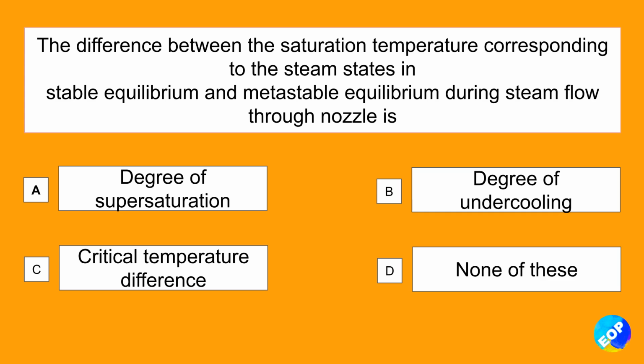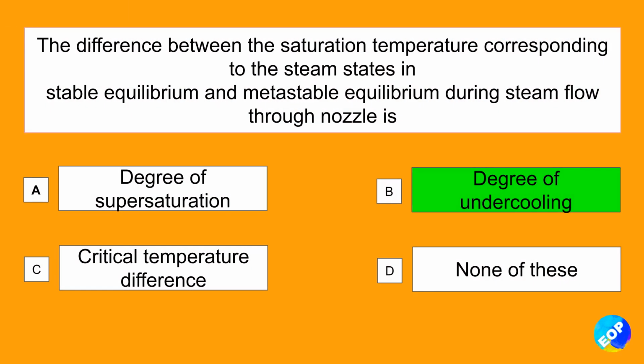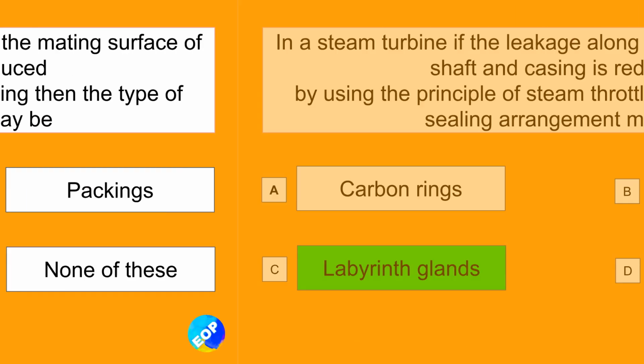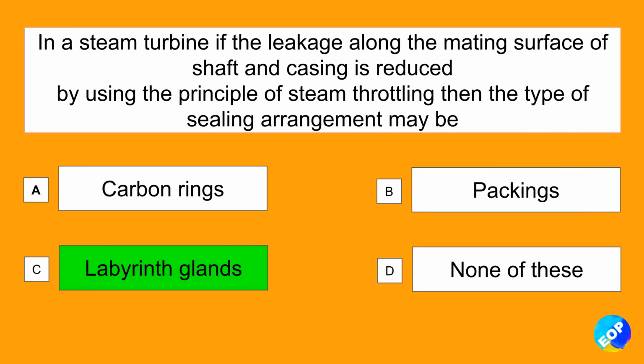What is the difference between the saturation temperature in stable equilibrium and the actual temperature of steam in metastable equilibrium? This difference is known as the degree of undercooling. In a steam turbine, if leakage along the mating surface is reduced by using the principle of steam throttling, what type of sealing is used? This is achieved using labyrinth glands.